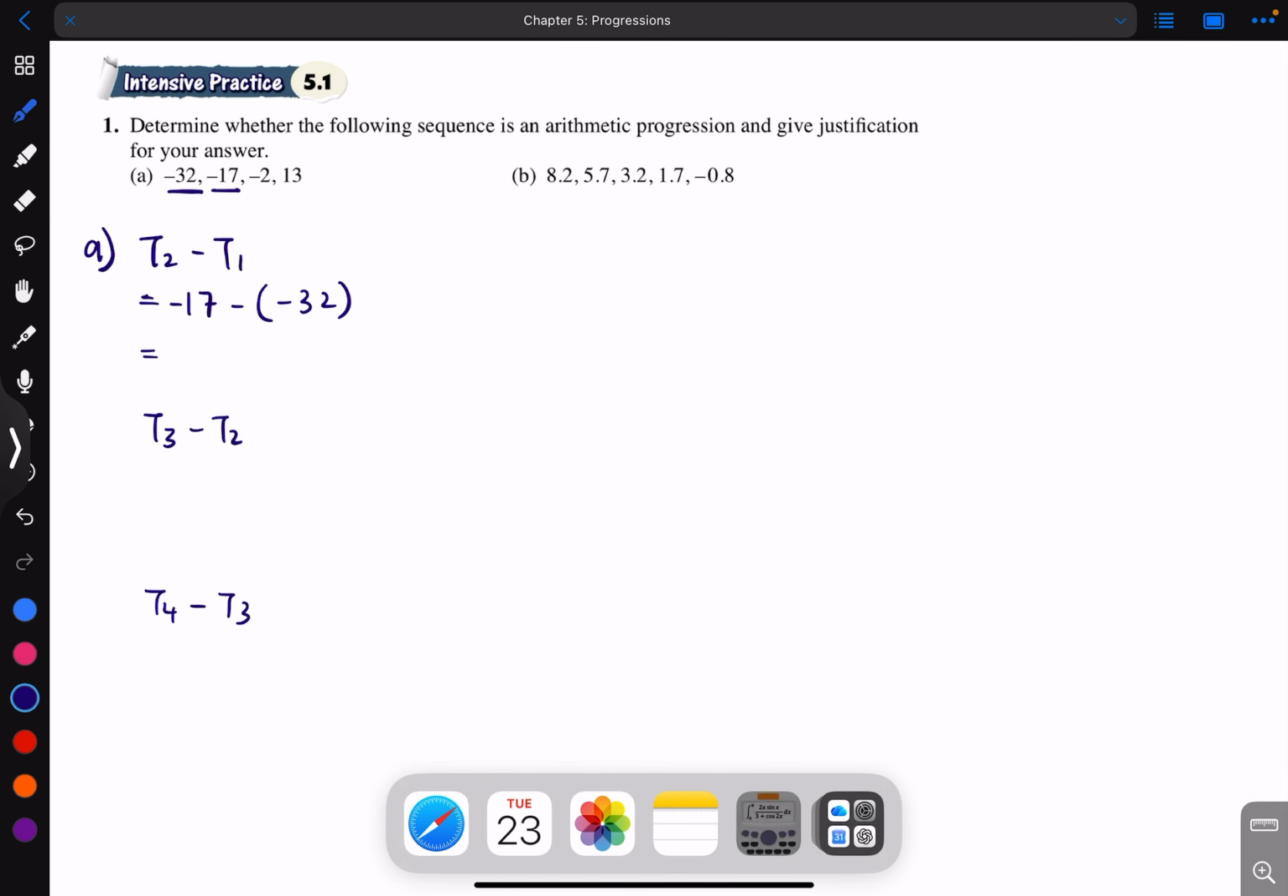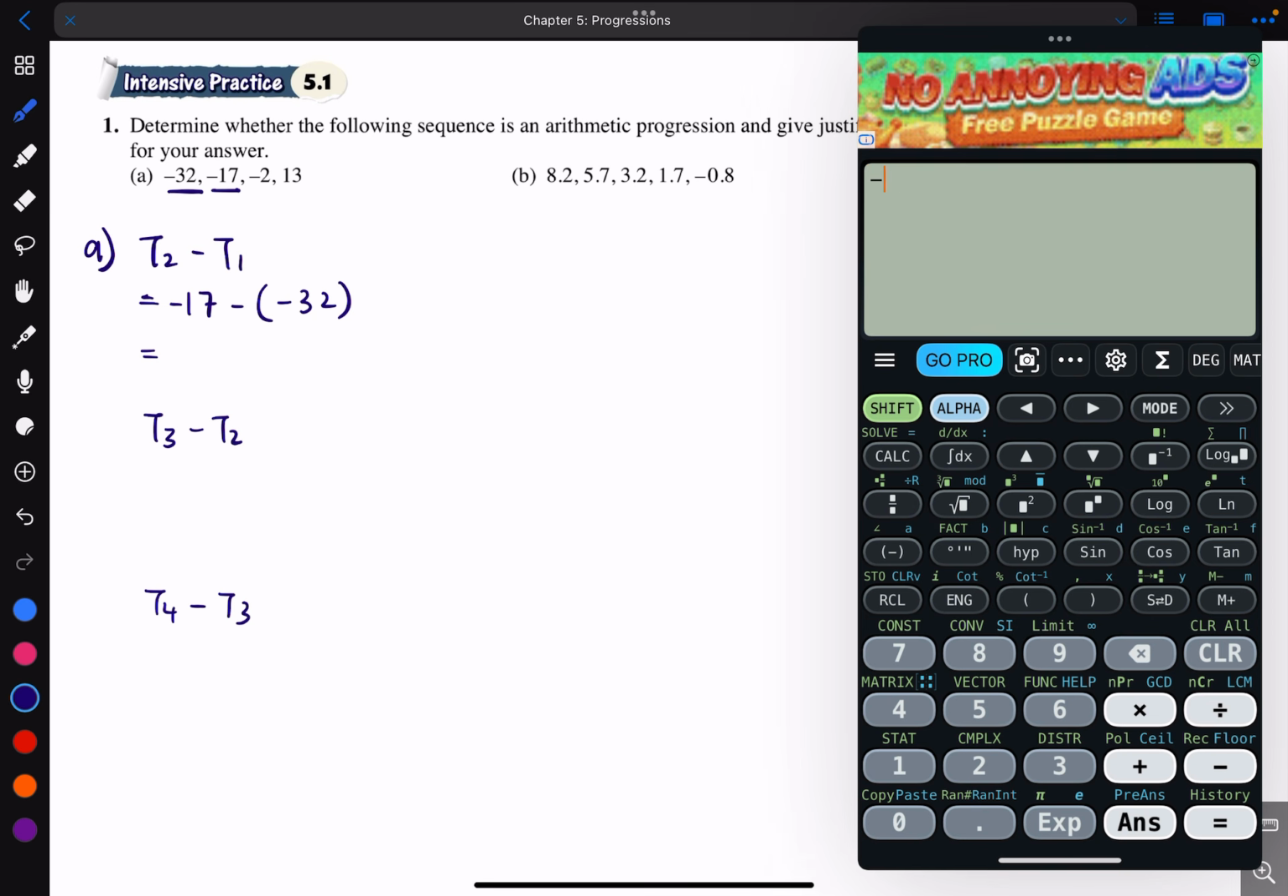We get negative 17 minus negative 32. We get 15. Then T3 minus T2. So T3, T2. Negative 2 minus negative 17. We get 15.